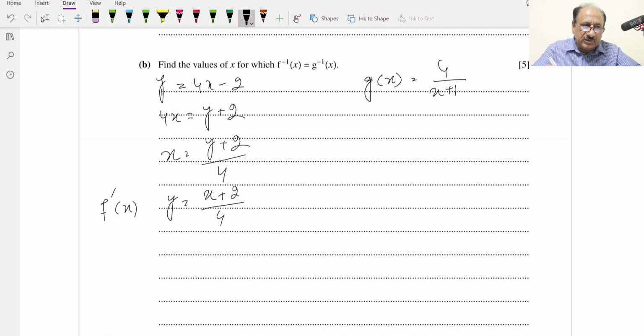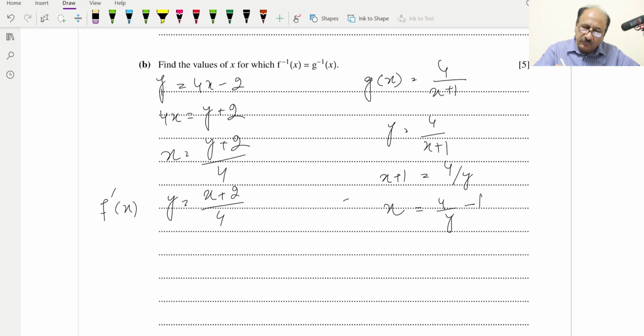For g inverse of x, we can also write y is equal to 4 over x plus 1. And next what we can do, we can make x the subject. So x plus 1 will be equal to 4 over y, and 1 we can shift to the other side. So x is equal to 4 over y minus 1, and this will basically be our g inverse of x.